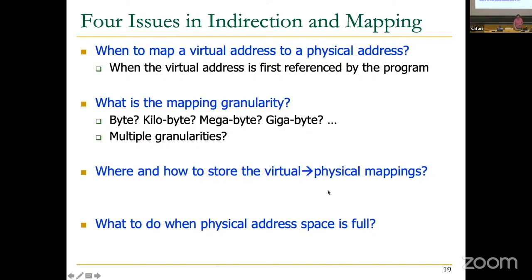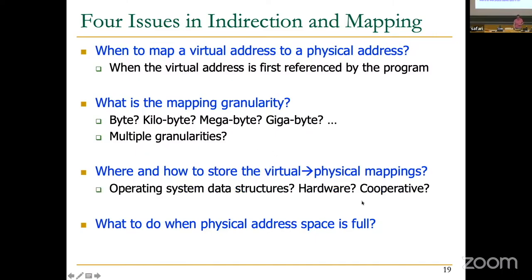So where do you store and how do you store the virtual to physical mappings? We're going to concern ourselves with this a little bit. Basically, this has to be an operating system visible data structure. Do you also cache it in hardware? We're going to see the answer is yes. Do you manage it cooperatively? And we're going to see the answer is yes. So this is actually a very great example of hardware-software cooperation also. All of the systems actually do this today.